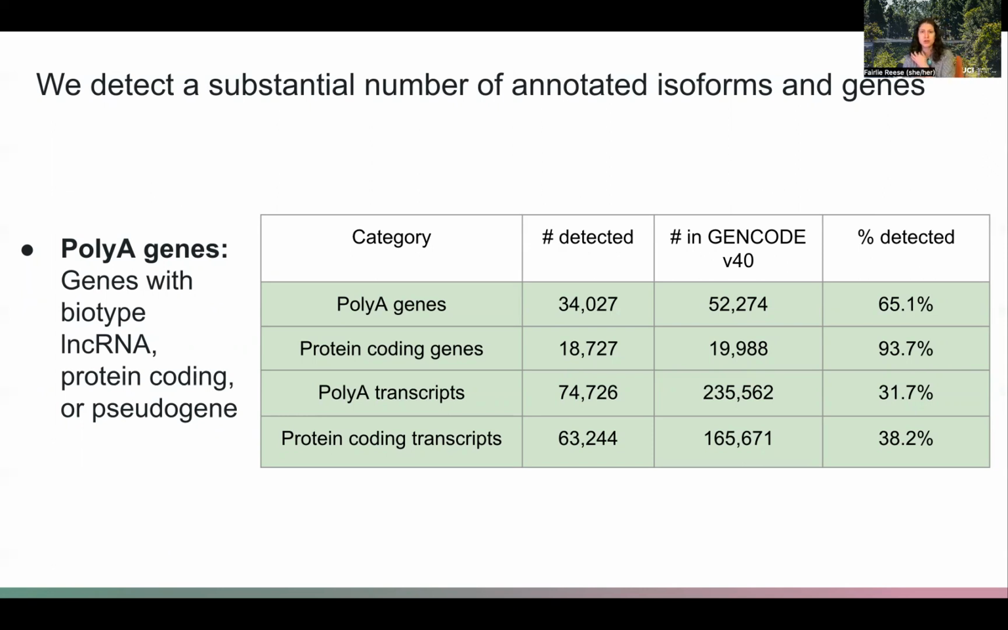On the transcript level, we detect less, which makes sense because it's easier to detect a gene than it is to detect a transcript. But we still detect around 32% of polyadenylated transcripts and 38% of protein coding transcripts.